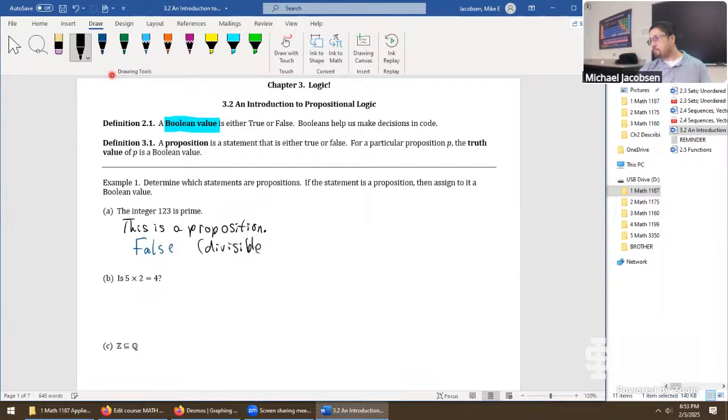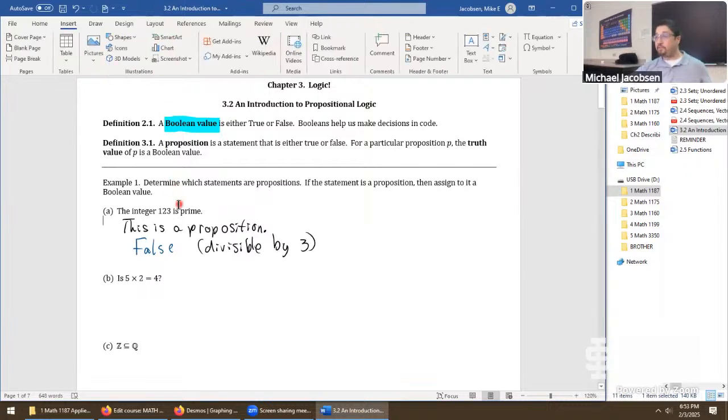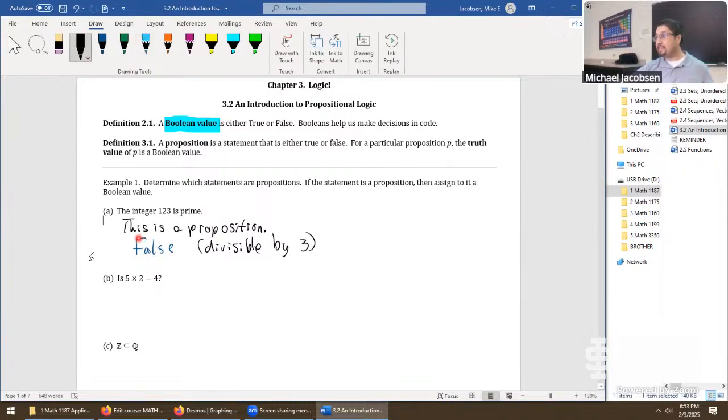Divisible by 3, so it cannot be prime. If it were prime, only 1 and 123 would divide it evenly. But we found a counterexample to that. Since 3 divides it, for the whole statement we assign a false. Well, that's our first problem in chapter 3. Any questions with that one there, folks?